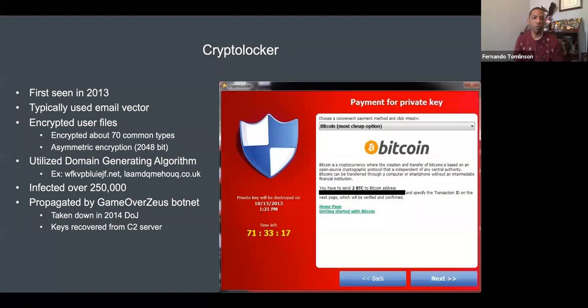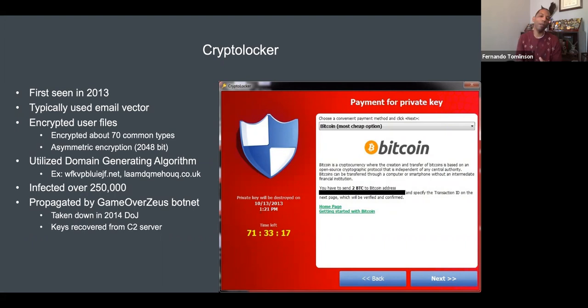And at the time, it was 2048. Now, it used the DGA in the sense of who it talked back to or where you should send stuff. And at the time, 250,000 is who it affected. And that was large in scale. And even today, in some respect, that could be considered large.